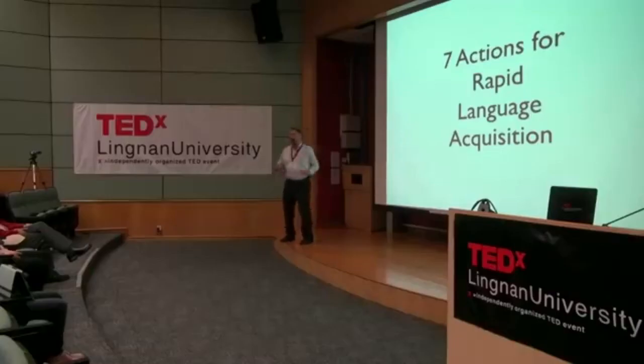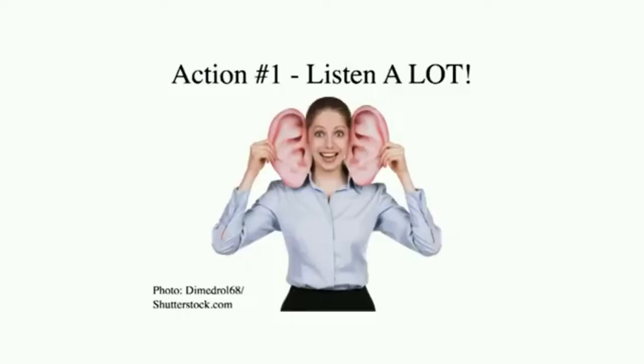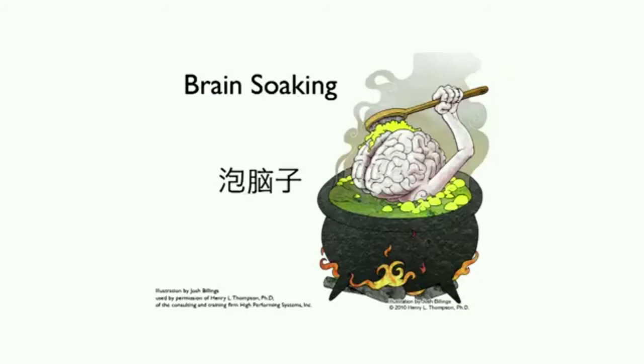So based on those 5 principles, what are the 7 actions that you take? Number 1, listen a lot. I call it brain soaking. You put yourself in a context where you're hearing tons and tons of the language, and it doesn't matter if you understand it or not. You're listening to the rhythms, you're listening to patterns that repeat, you're listening to things that stand out. So just soak your brain in this.